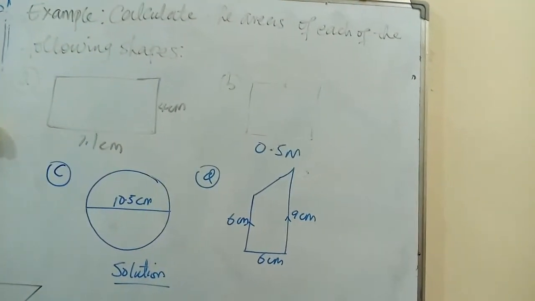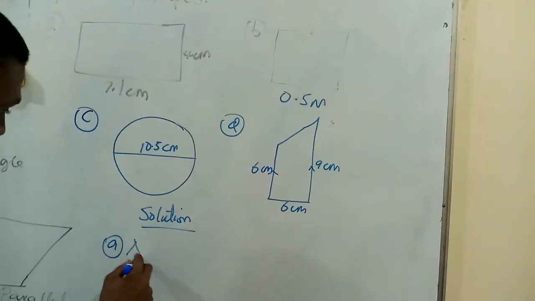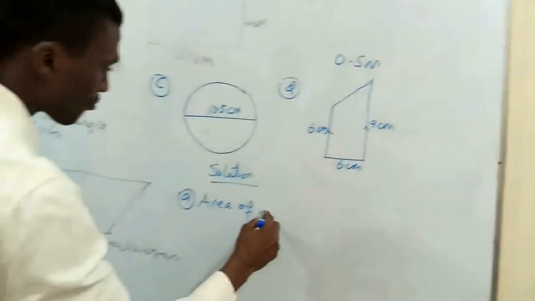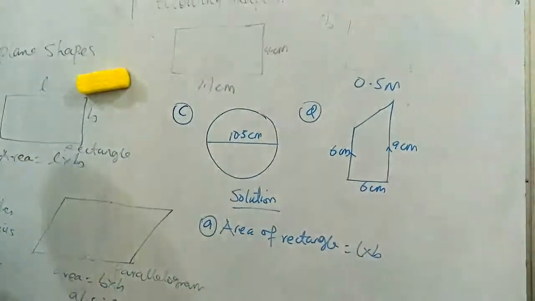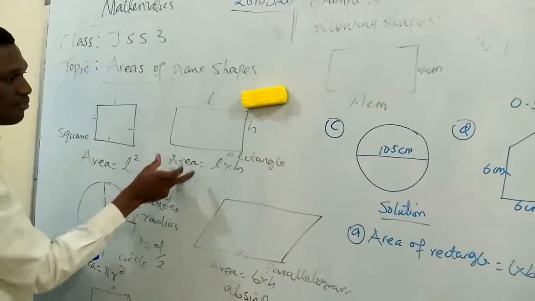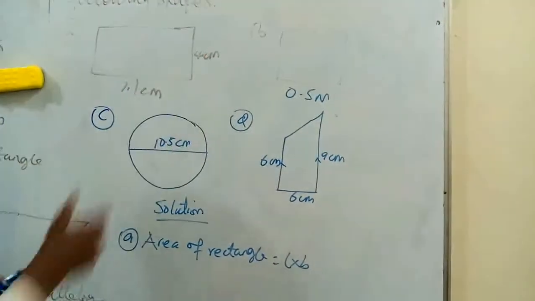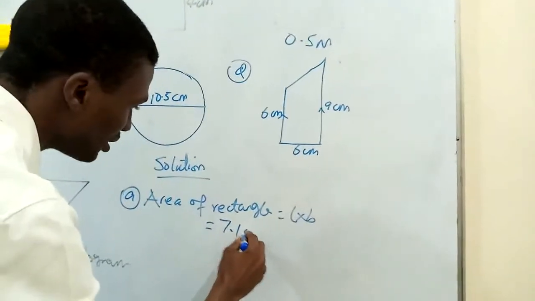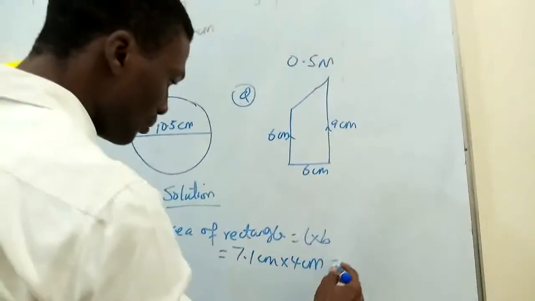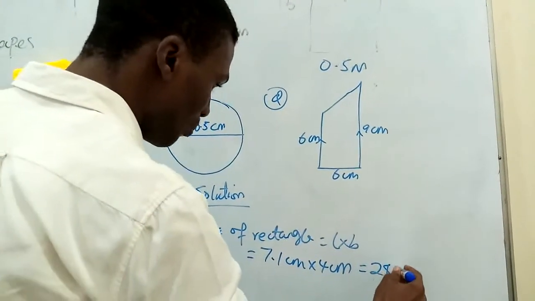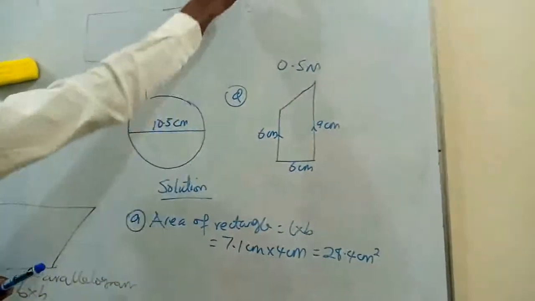The first one is a rectangle having length of 7.1 cm and breadth of 4 cm. So we say area of rectangle. The formula is length times breadth. Our length is 7.1 cm while our breadth is 4 cm. So we have 7.1 cm times 4 cm. We multiply it till we get 28.4 cm squared. Cm squared because we are calculating the area.